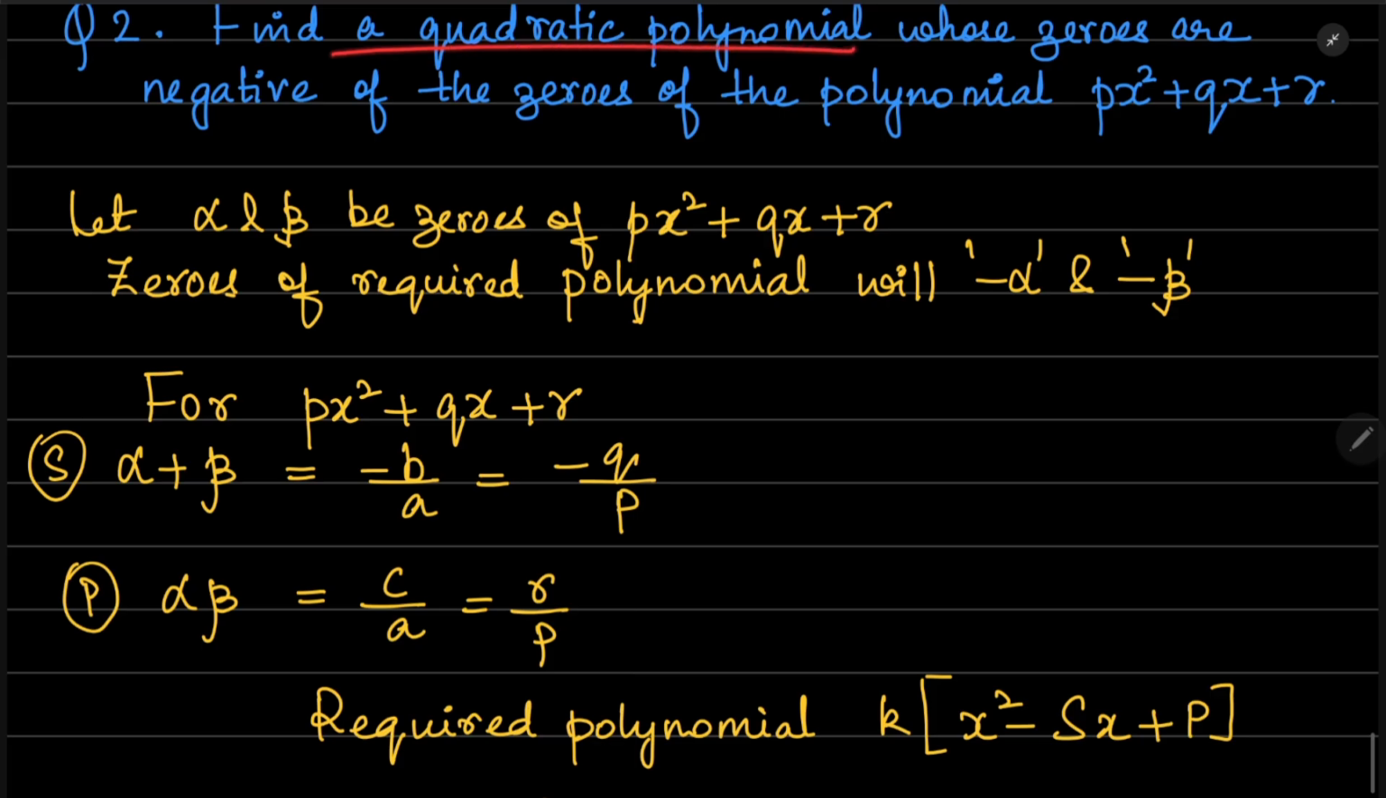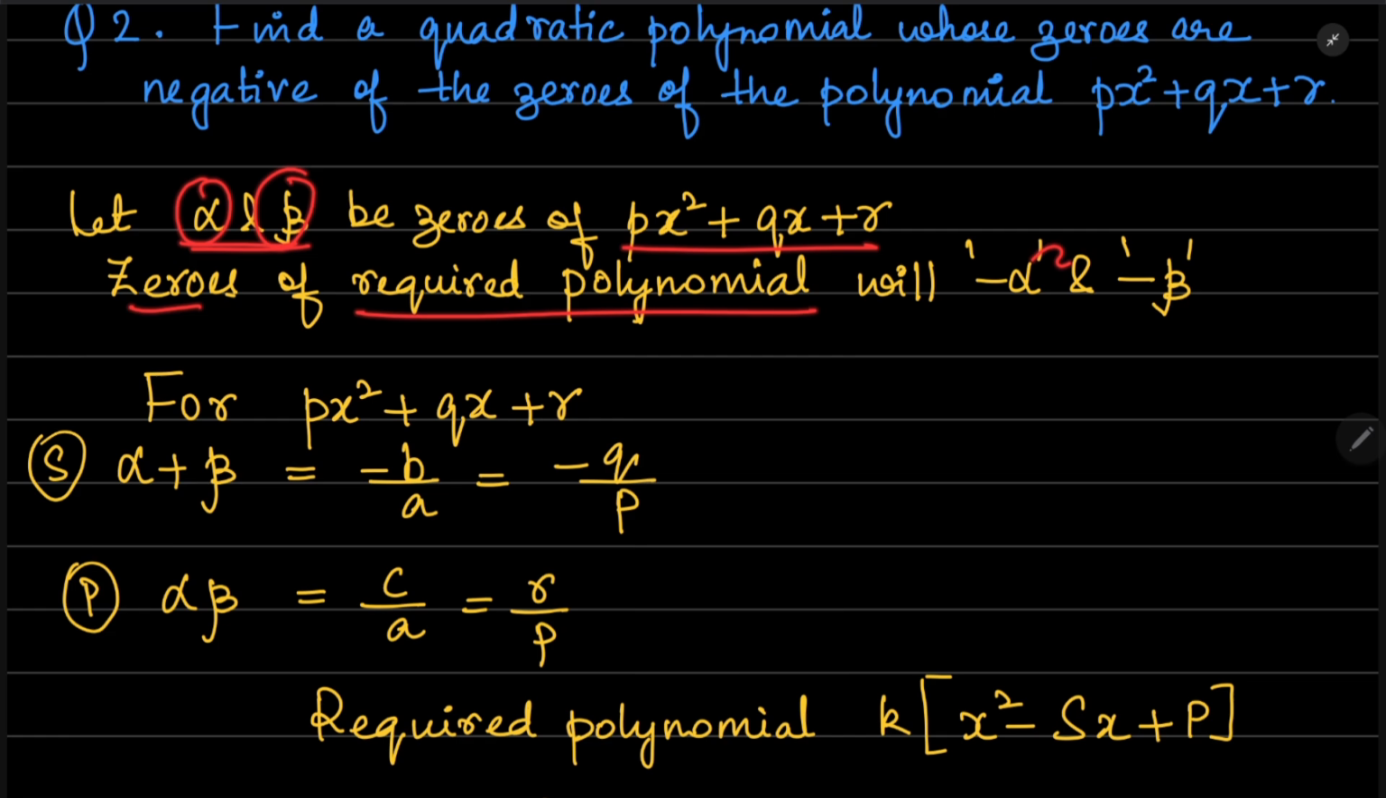You have to find the quadratic polynomial whose zeros are the negatives of the zeros of the given one. So, if the zeros of the given polynomial are alpha and beta, the required polynomial's zeros will be the negatives of alpha and beta, that is minus alpha and minus beta.